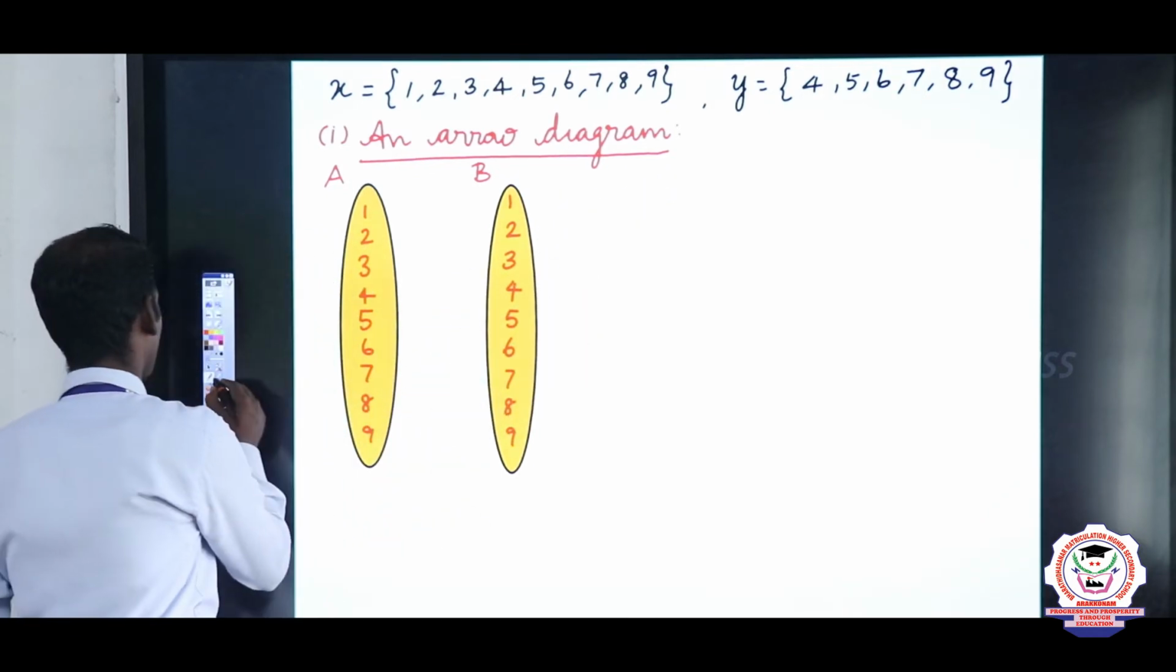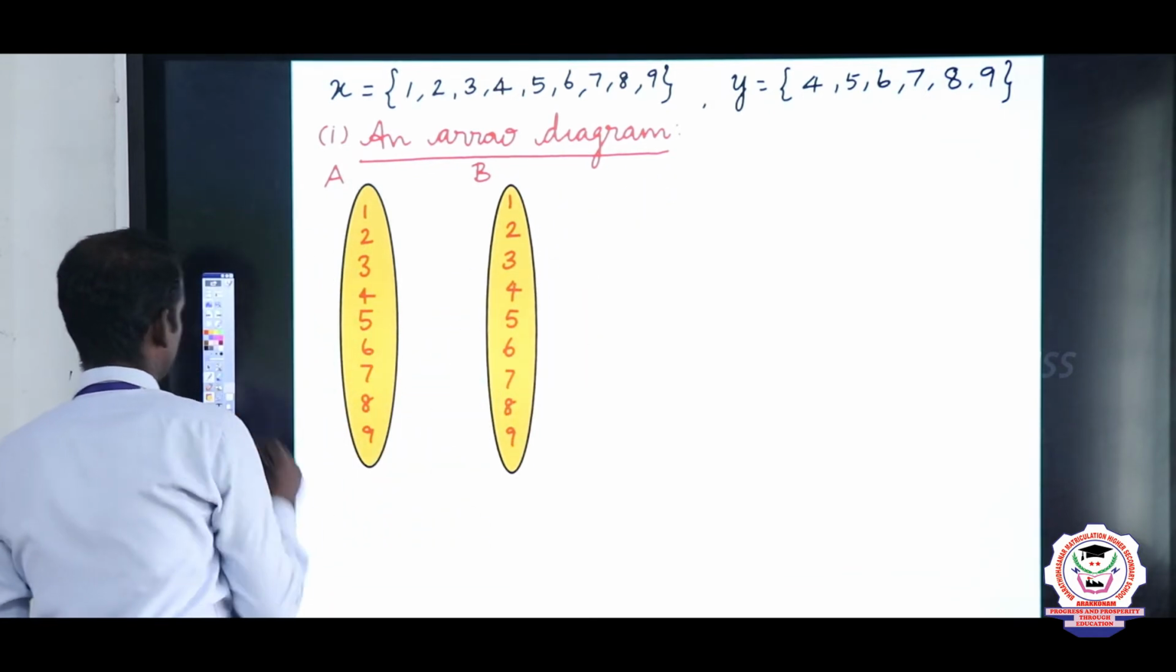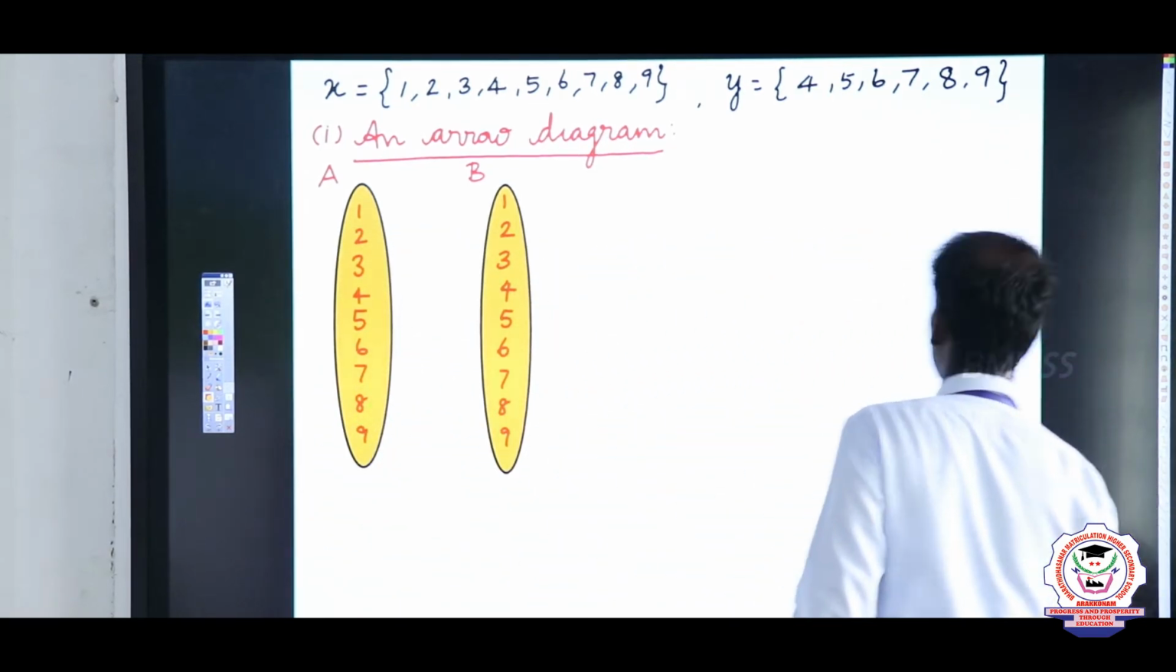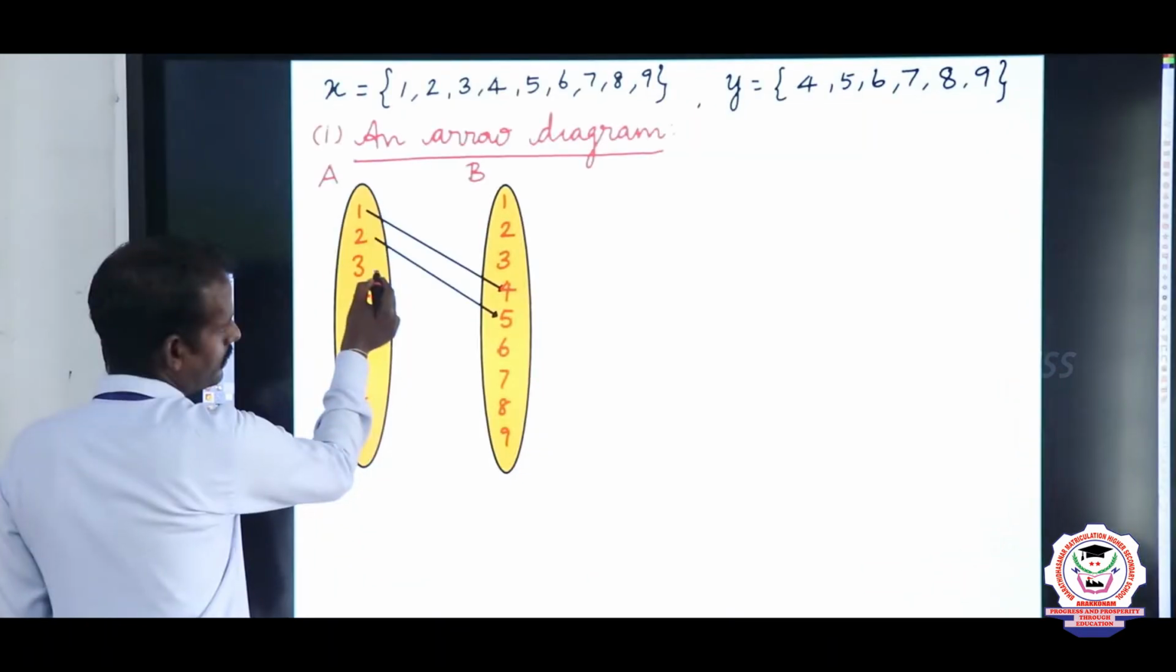Substituting 1, what is the value? We will get 4. Then substituting 2, we will get the answer 5. Next, substituting 3, we will get the answer 6.